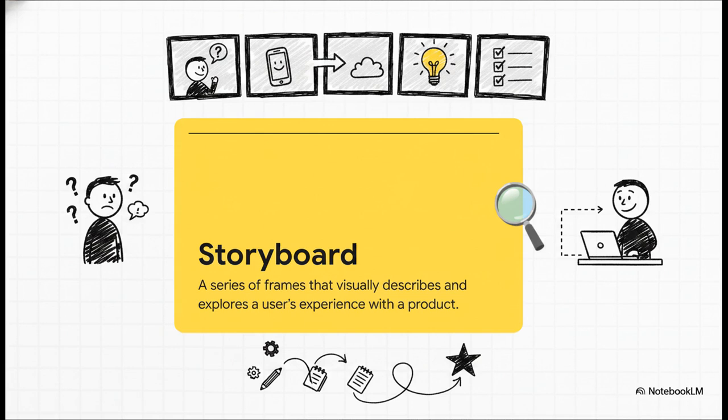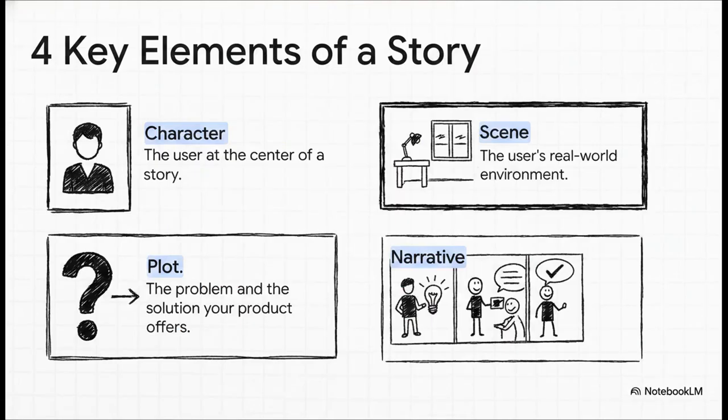The easiest way to think about it is like a mini comic strip. It's not just about the screens. It's about the user's environment, their feelings, and the situation that led them to use your product in the first place. It adds that all-important human context to the design process. And just like any good story, a UX storyboard has 4 key elements. You've got the character, that's our user, the scene, where are they, at work, on a bus. Then there's the plot. What's the problem they're trying to solve? And finally, the narrative, the sequence of events that shows how your product helps them solve it.